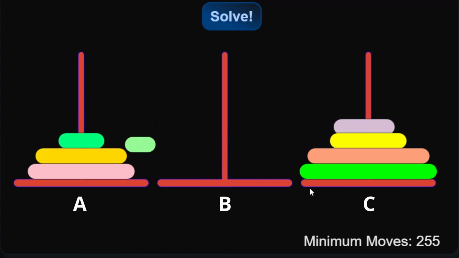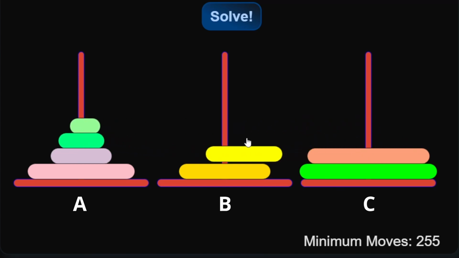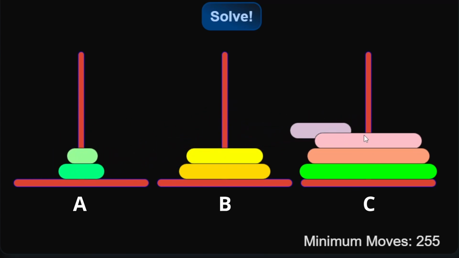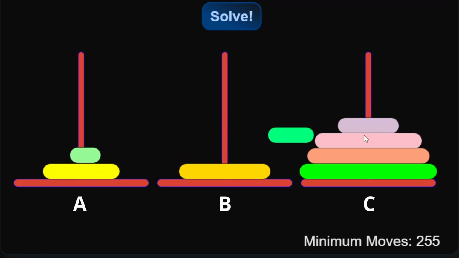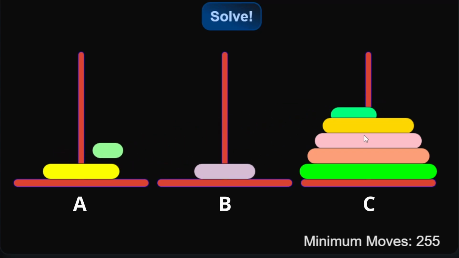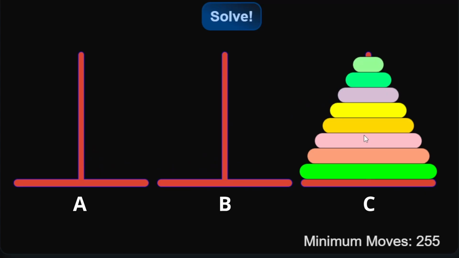And this takes 255 moves. 1, 2, 3, 5, like... 253, 254, 255, like this, right? So this is the Tower of Hanoi.